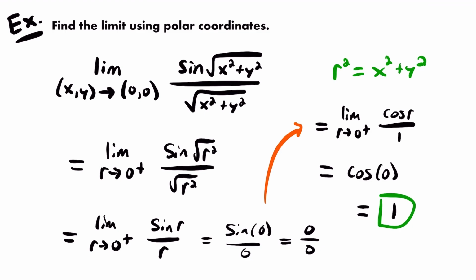We have now shown that all paths along this surface that contain this point, as they approach that point, lead to a z-value of 1. Okay? And so that's it for this example, and this was also the last example for this video.